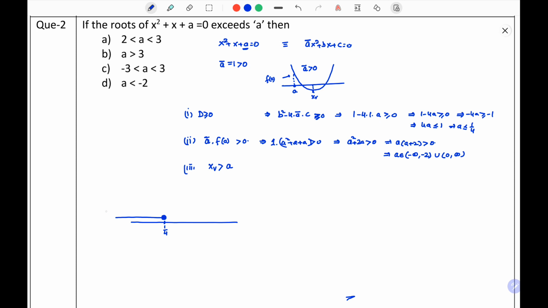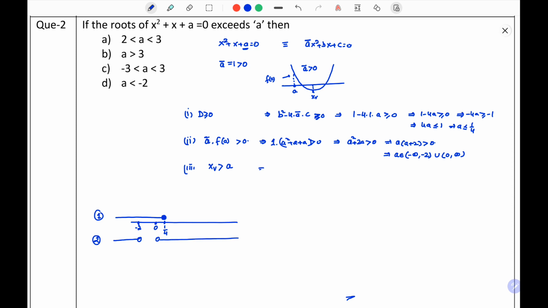So for the second solution, we can mark from minus infinity to minus 2. So say minus 2 is here and this is the 0. So our solution for the second condition is minus infinity to minus 2, and minus 2 is excluded, and then 0 to infinity.